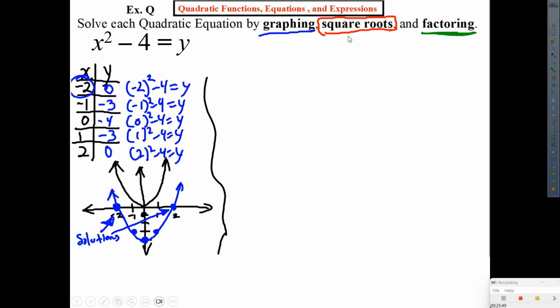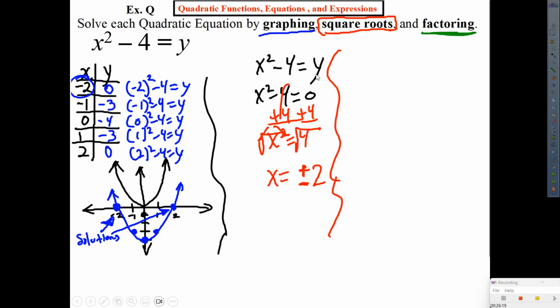What's the second way, Mr. Q? The easiest way is square roots. So you rewrite this, but it has to be equal to 0. Here's my equation. Solve for x. That means you need to get x by itself. +4 +4, square root. And at the end, answers are +2 and -2. Is that the same thing we got over here? Yes, +2, -2. You guys remember this? Once again, this is probably the easiest method of them all.